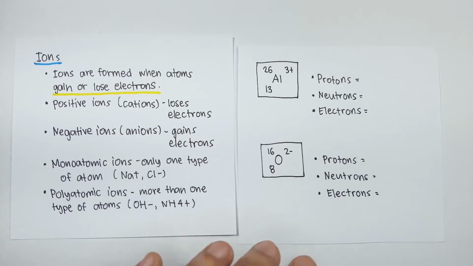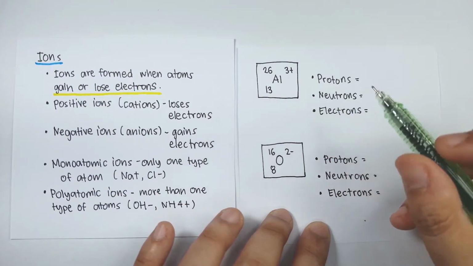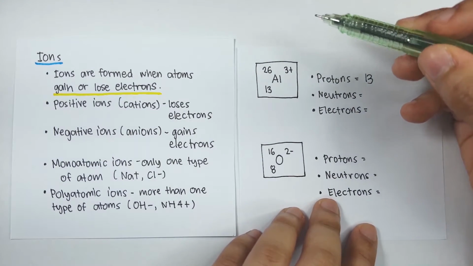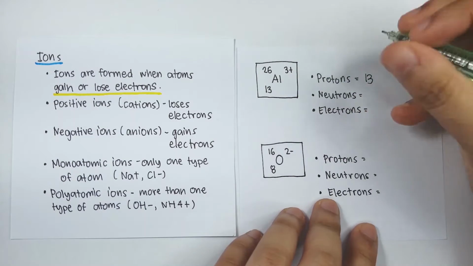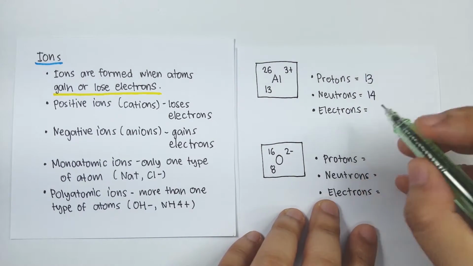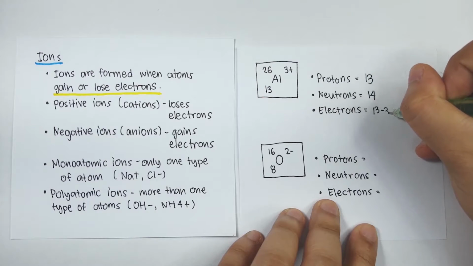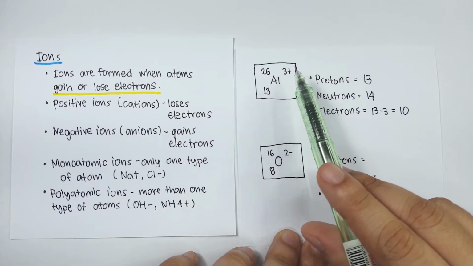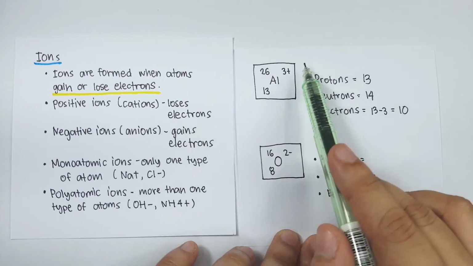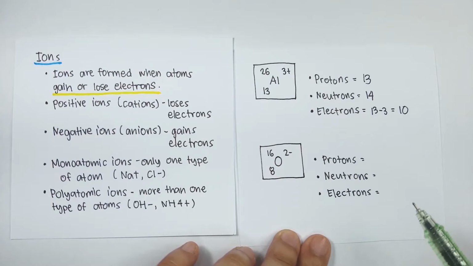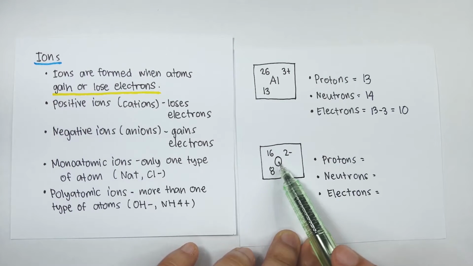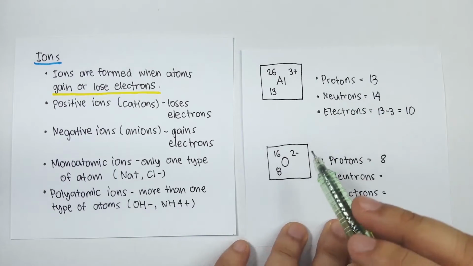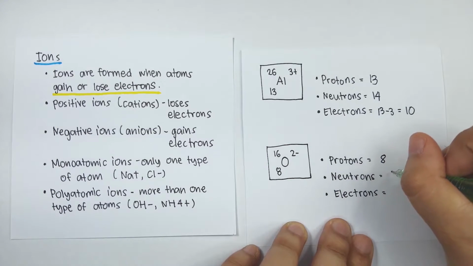So, for example, itong 26Al13 3+, yung number of protons na ay 13, number of neutrons niya ay 26 minus 13, that is 14. Yung electrons niya ay 13 minus 3, so 10. Bakit minus 3? Kasi positive ion siya. Meaning to say, nag-lose siya ng electrons. Nag-lose siya ng 3 electrons. So another example is this, 16O8, 2 minus. So number of protons is 8. Number of neutrons is 16 minus 8, that is 8.